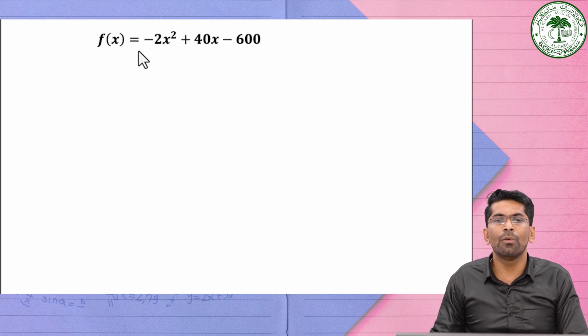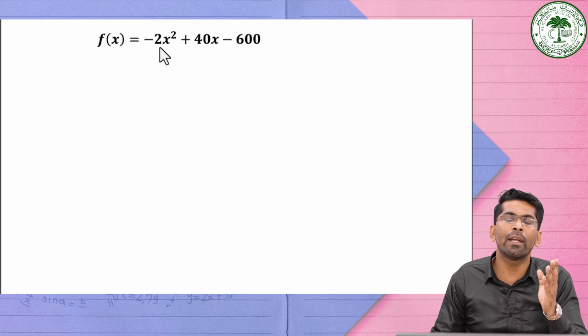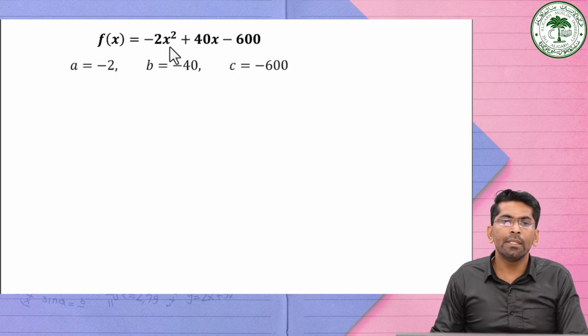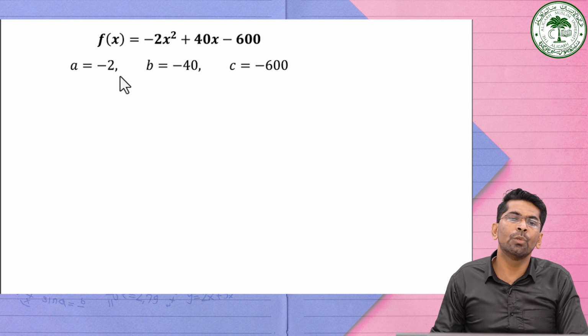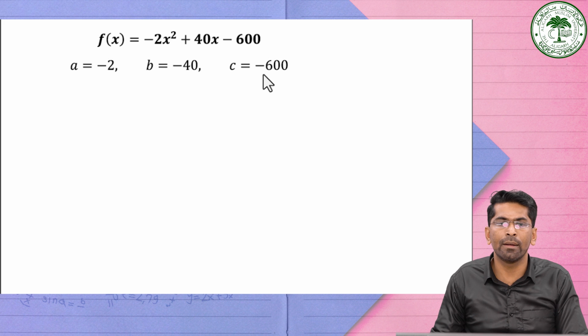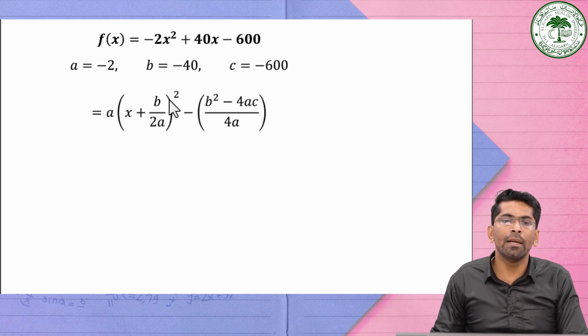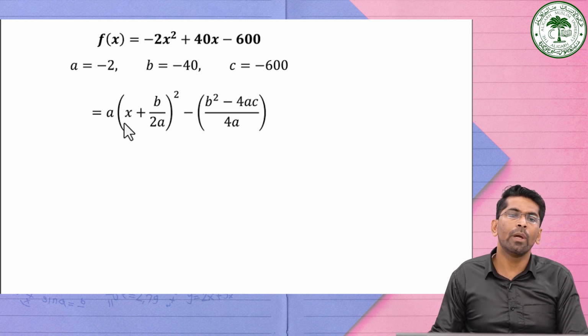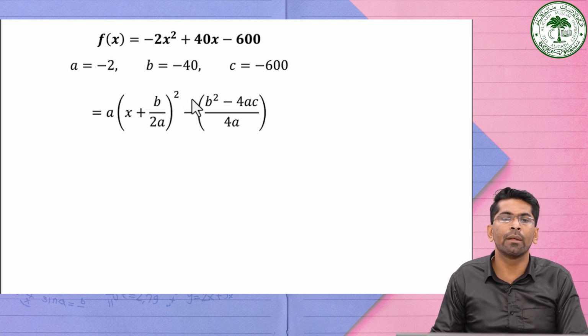That is f of x is equal to minus 2x square plus 40x minus 600. Here the coefficient of x square is equal to minus 2. So by looking at this particular coefficient, you can determine the shape of the parabola. See here, a is equal to minus 2, b is equal to 40, c is equal to minus 600. We are going to use the earlier equation which we already derived, that is a into x plus b by 2a whole square, minus b square minus 4ac divided by 4a.